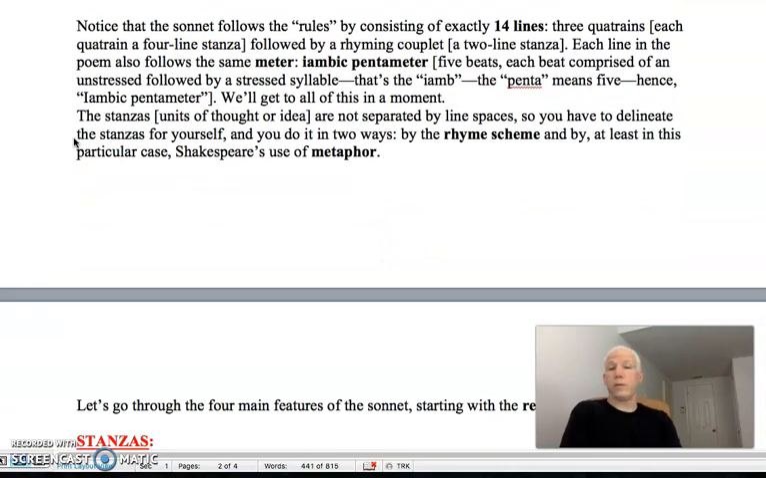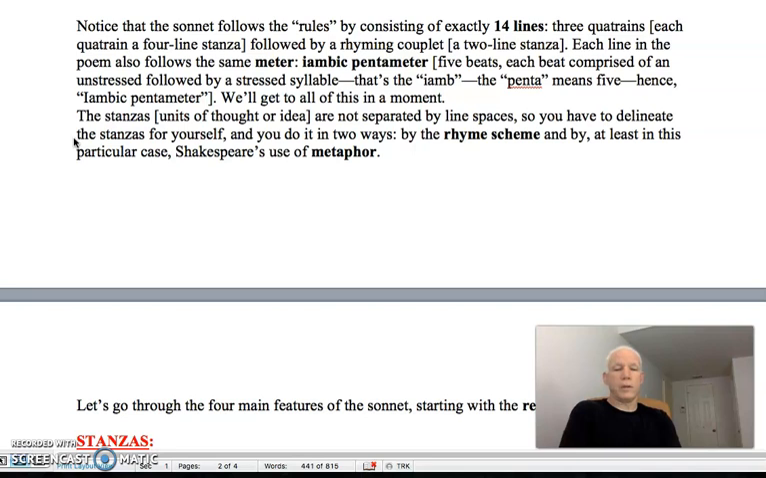Notice that the sonnet follows the rules by consisting of exactly 14 lines, 3 quatrains, each quatrain a 4-line stanza, followed by a rhyming couplet, a 2-line stanza. Each line in the poem also follows the same meter, iambic pentameter, 5 beats, each beat comprised of an unstressed followed by a stressed syllable. That's the iamb. The penta means 5, hence iambic pentameter. We'll get to all of that in a moment.